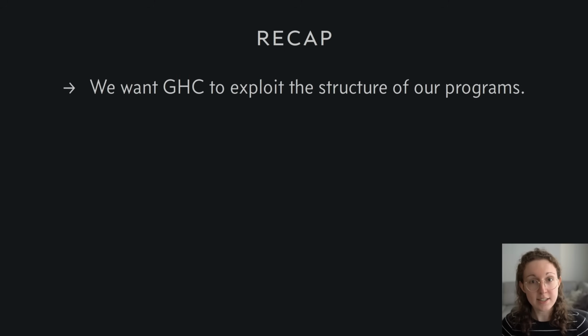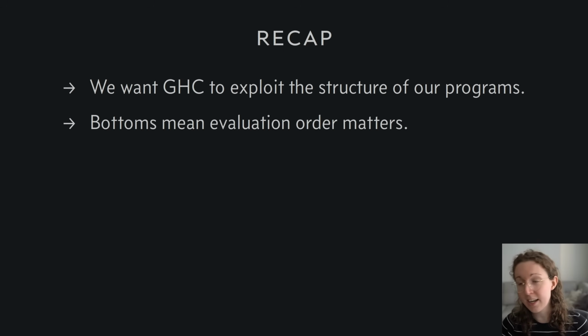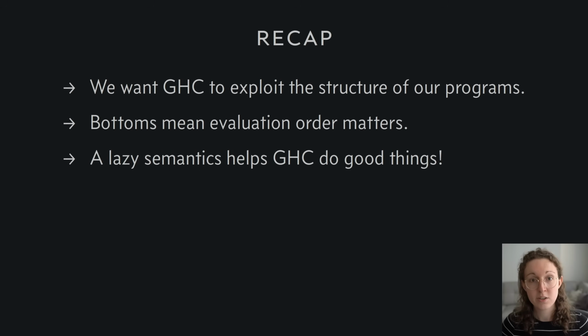Number 1, we want GHC to exploit the structure of our programs. I think if you disagree with this, then I don't really know why you're writing Haskell, but intuitively it seems like GHC should be able to do this because we write all of these pure expressions. But it turns out that bottoms make this complicated, and we can't avoid bottoms. We do need bottoms. So we need some semantics that allows us to predict which expressions will bottom and which ones won't, and we don't want the compiler to break our programs in this respect. And so the semantics that seems to work really well for this is a lazy semantics, not a strict semantics. So laziness is good. Lazy semantics is something that we should be happy with.